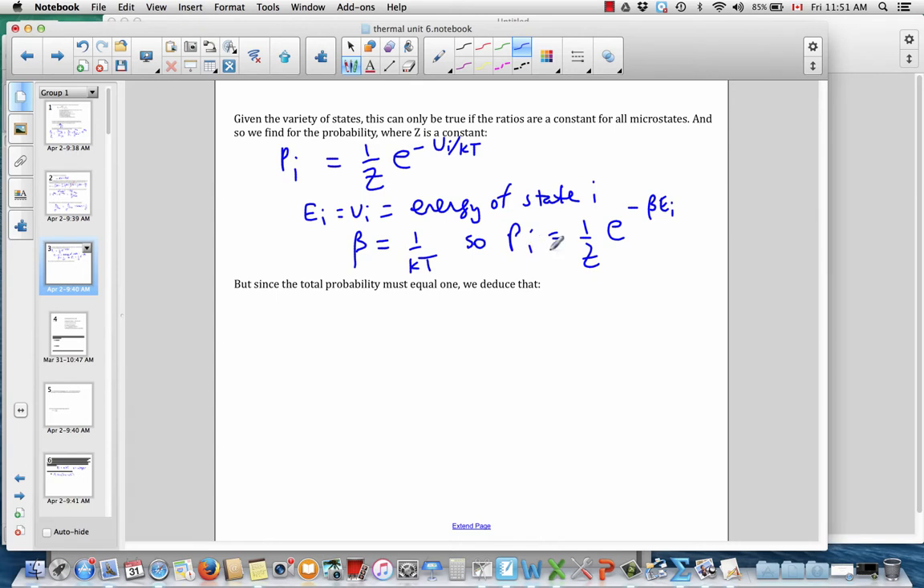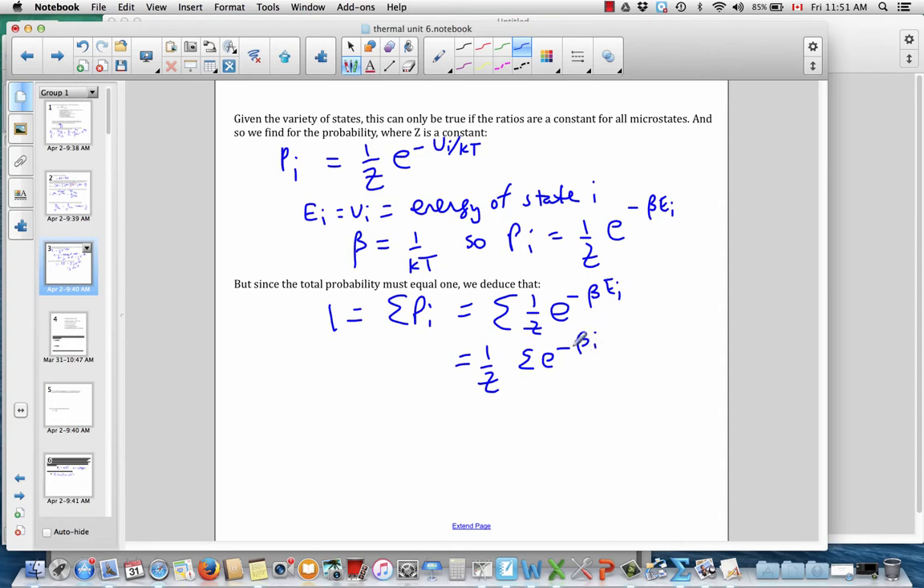Now, it must be, of course, that the total probability of being in a state is 1, because clearly the system must lie somewhere. So if we add up all the probabilities P_i, we get 1. And of course, that's the same as adding up our 1 over Z constant, e to the minus beta times energy. So our beta is 1 over kT. And Z, of course, is a constant, so it comes out of that summation.